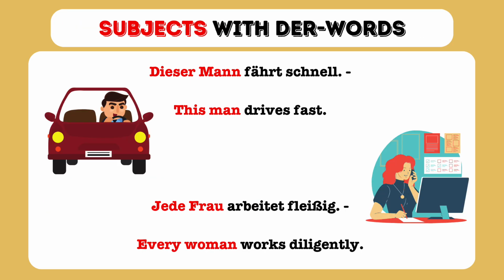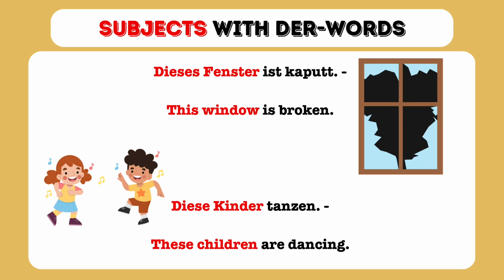You can do the same thing with these additional der words or just the der words in general. When you do that, it might look like this. Dieser Mann fährt schnell. This man drives fast. Jede Frau arbeitet fleißig. Every woman works diligently. Dieses Fenster ist kaputt. This window is broken.